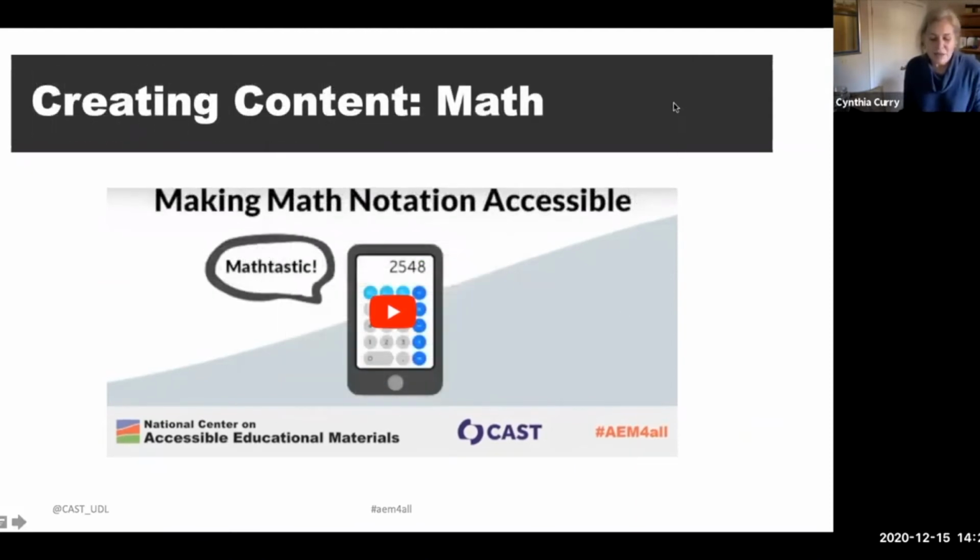Of course, math is its own language, and that makes it difficult for a lot of students to perceive and to process. But there are a number of tools that are available that provide multiple means for the math notation for equations to be conveyed to students through speech supports and sonification. So we have those resources on our site.